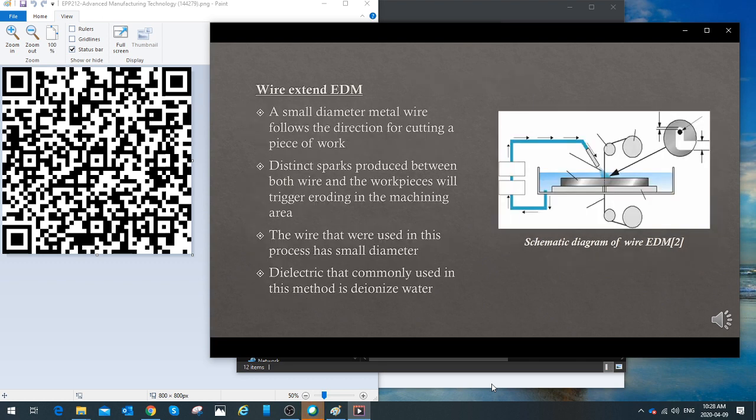Second one is wire EDM. In wire EDM, a small diameter metal wire follows the direction for cutting a piece of work. Distinct sparks produced between both wire and workpiece will trigger eroding in the machining area. The wire that was used in this process has small diameter. Dielectric that is commonly used in this method is deionized water.